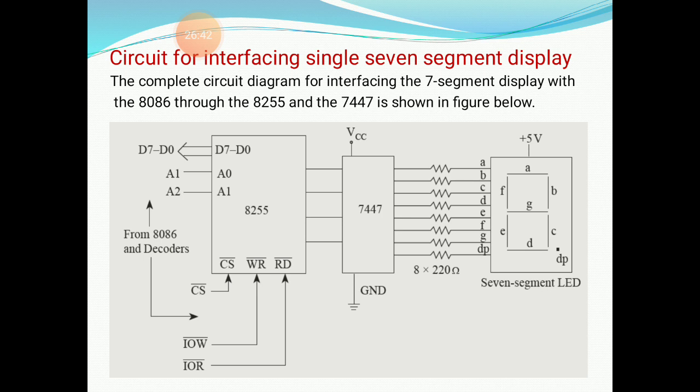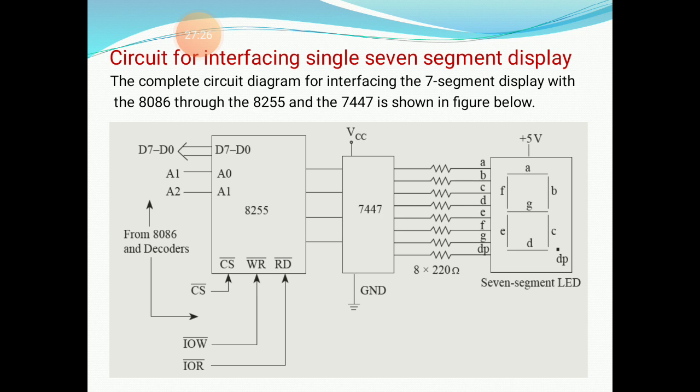Then the data lines of 8255, D0 to D7, are connected to D0 to D7 of the microprocessor, and the two address lines of 8255, A0 and A1, are connected to A1 and A2 of the microprocessor. And the control signals of the 8255, WR bar and RD bar, are driven by the microprocessor control signals IO-R bar and IO-W bar. And CS bar of the 8255 is driven by the CS bar pin generated from the microprocessor by using a decoder.